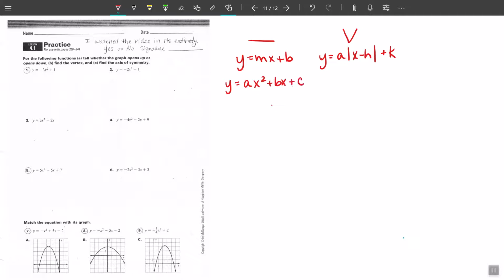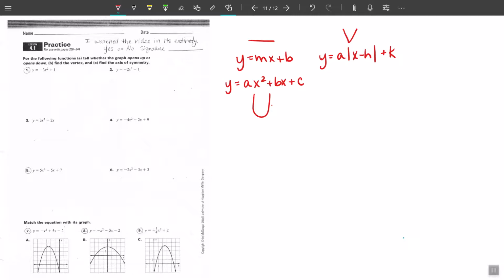Okay, so the highest exponent is going to be a squared, whereas in linear, the highest exponent is a 1. And in absolute value, we've got an exponent of 1 on the x, but it's also inside those absolute value symbols. So anytime you see a function that has its highest exponent as a squared, then you know you've got a quadratic. And this is going to take a parabola shape. It's that U shape.